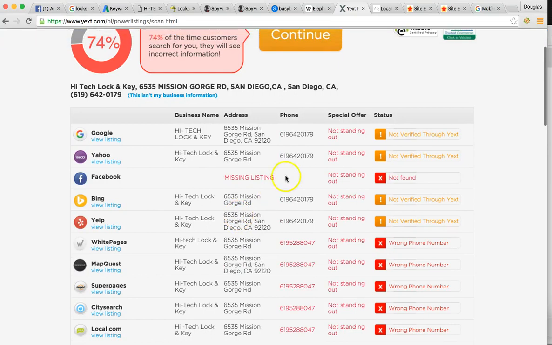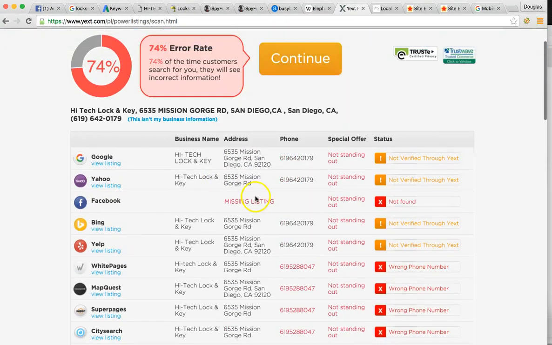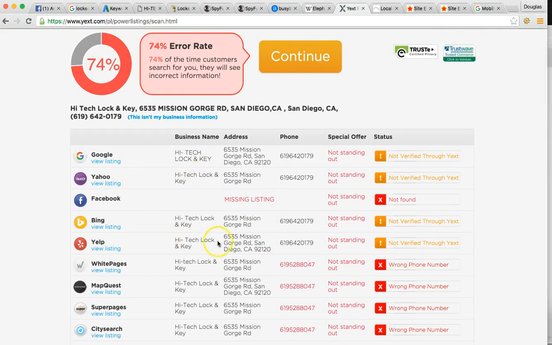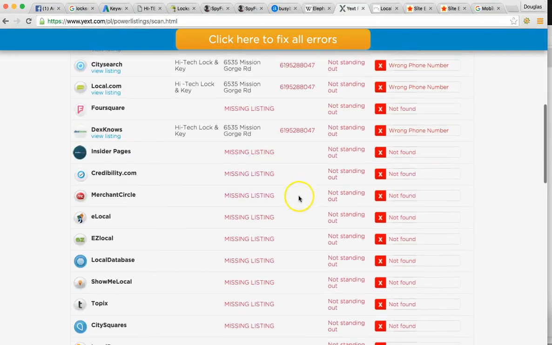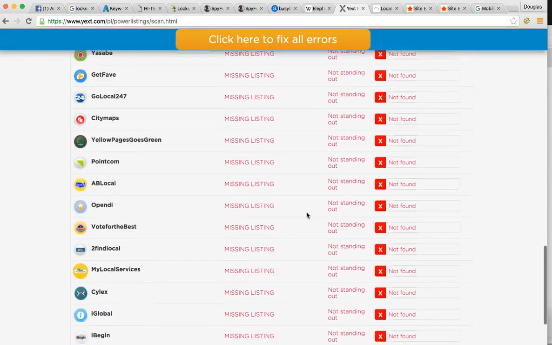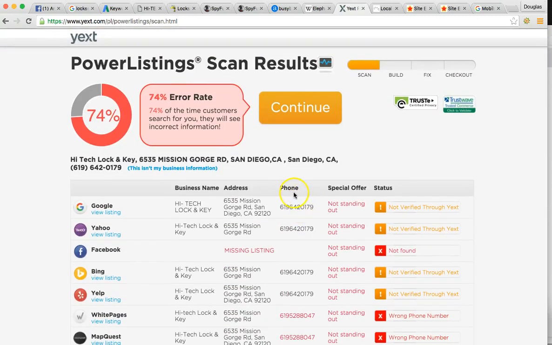As I'm looking through, you're missing listings. You don't have a Facebook set up, and if you do have a Facebook, it has all incorrect information that it's not recognizing. Your phone number varies all through here. You're not listed in all of these. These are the top 50 in the country. We definitely want to get you listed in these, but there are thousands of these. Over time, we want to get you listed in hundreds and hundreds of them.